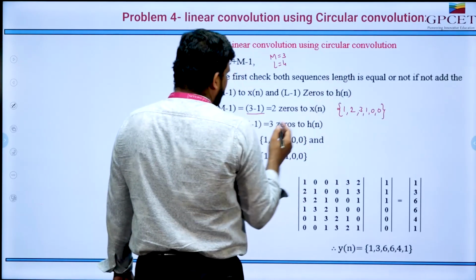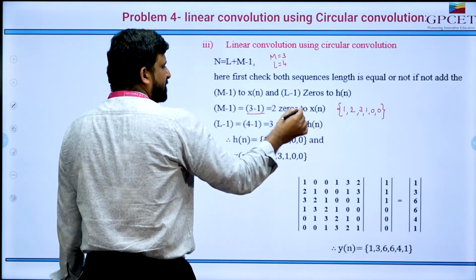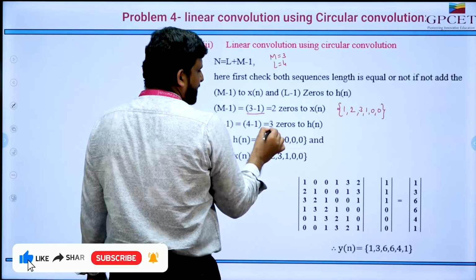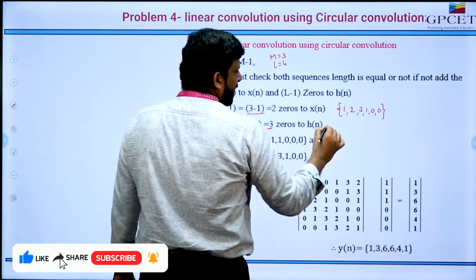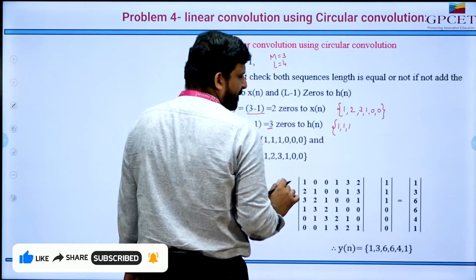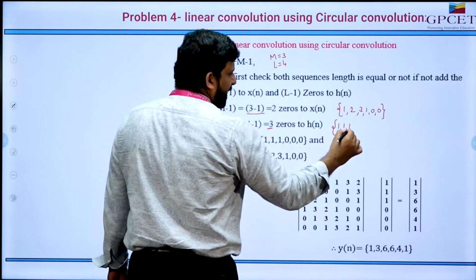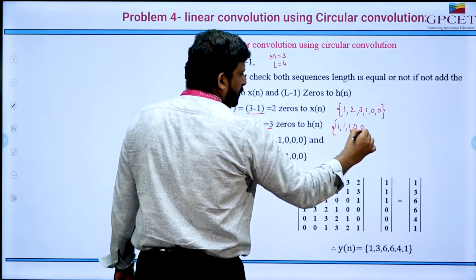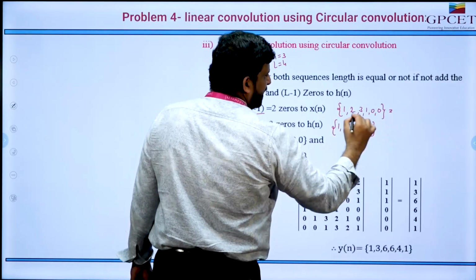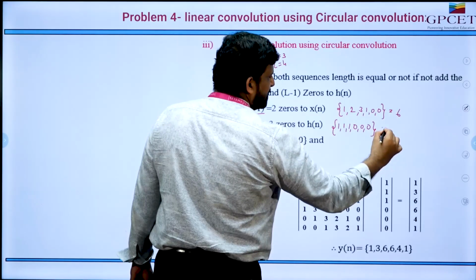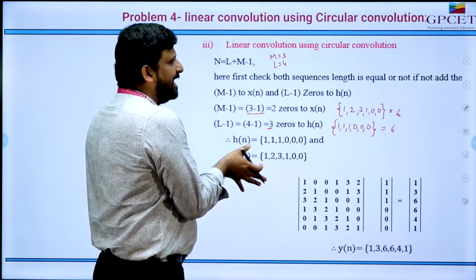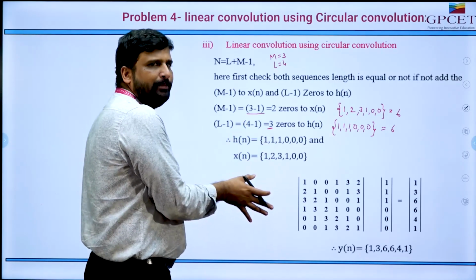Now similarly, how many zeros should be added to h of n? That is L minus 1. What is L? 4. 4 minus 1 is 3. So 3 zeros are added to h of n. We know the value of h of n is 1, comma 1, comma 1, which is given in the question. And I need to add 1, 2, 3, so 3 zeros I have added. Now you can see the length. Here 3, 3, 6. Here also 6. So we can see both sequences have been made the same length.